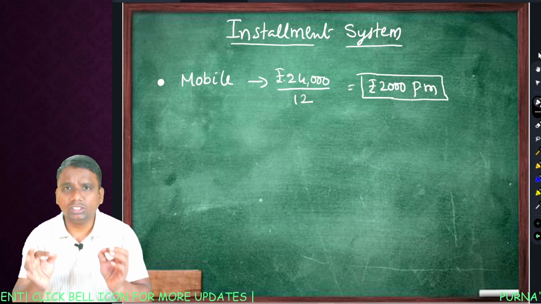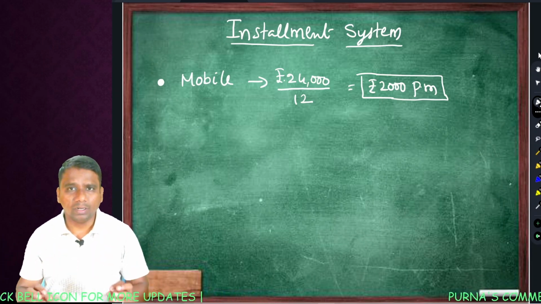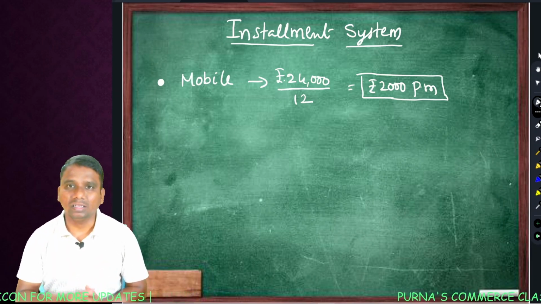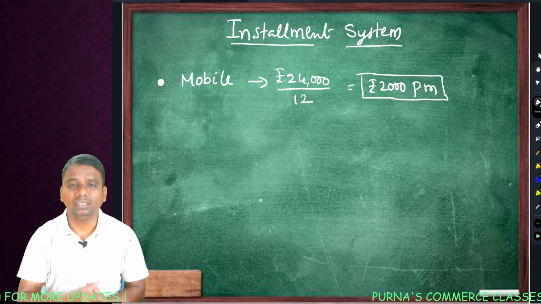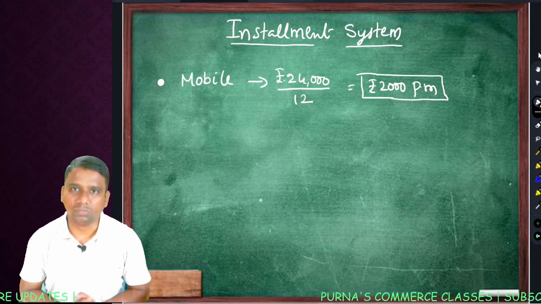To pay this 24,000, I don't have any money. Okay, right, but I entered into an agreement with the shopkeeper that this total amount is paid in 12 equal installments. How much? 2,000 rupees per month.